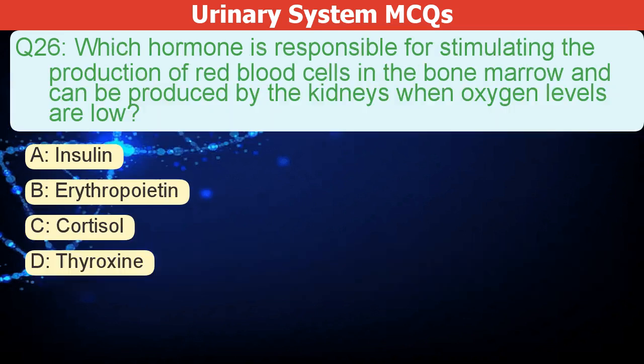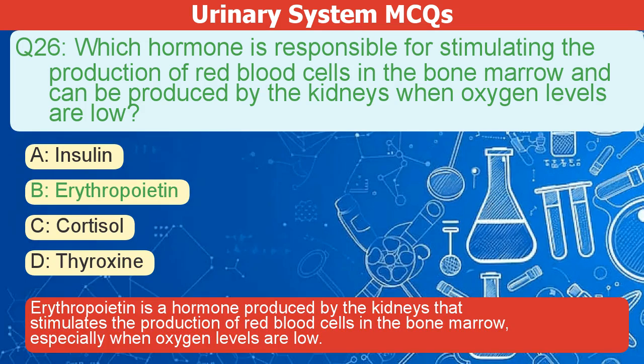contraction. Which hormone is responsible for stimulating the production of red blood cells in the bone marrow and can be produced by the kidneys when oxygen levels are low? A. Insulin. B. Erythropoietin. C. Cortisol. D. Thyroxine. The correct answer is B. Erythropoietin is a hormone produced by the kidneys that stimulates the production of red blood cells in the bone marrow, especially when oxygen levels are low.